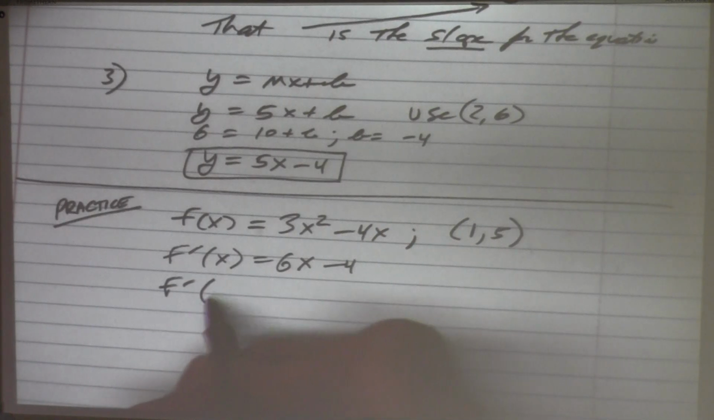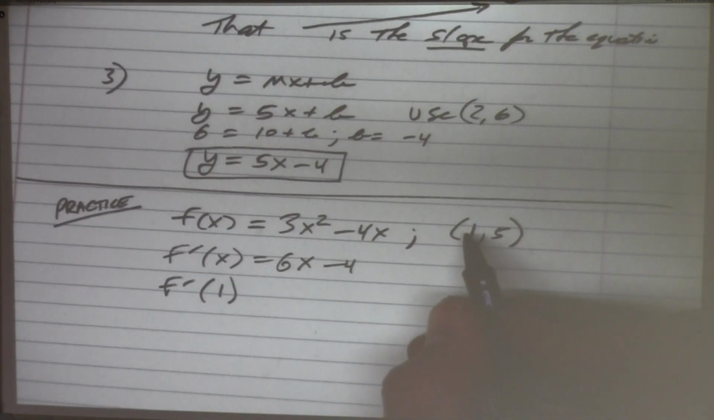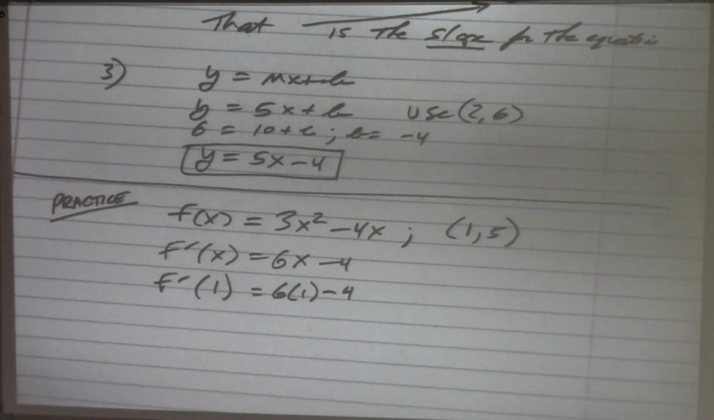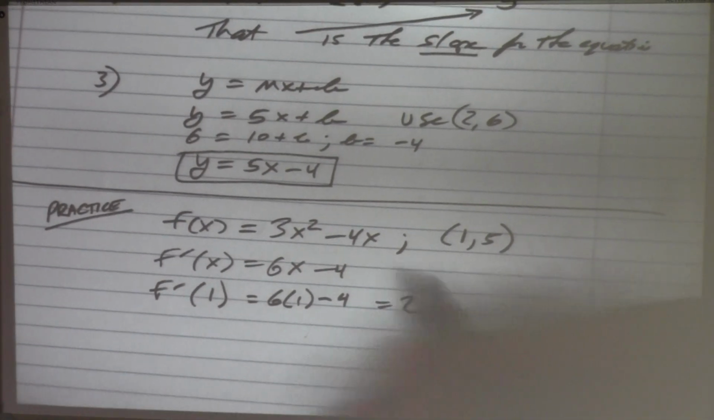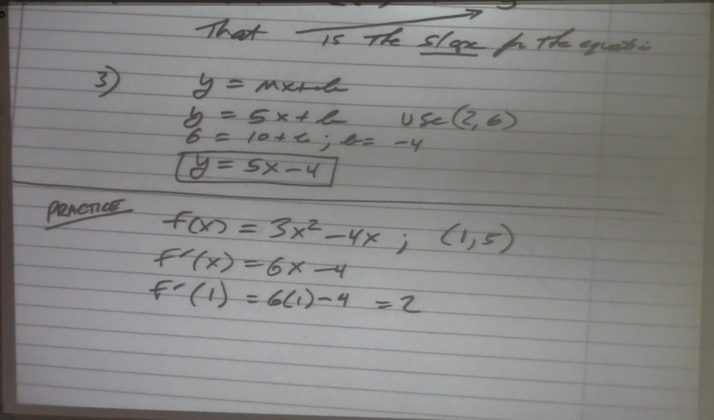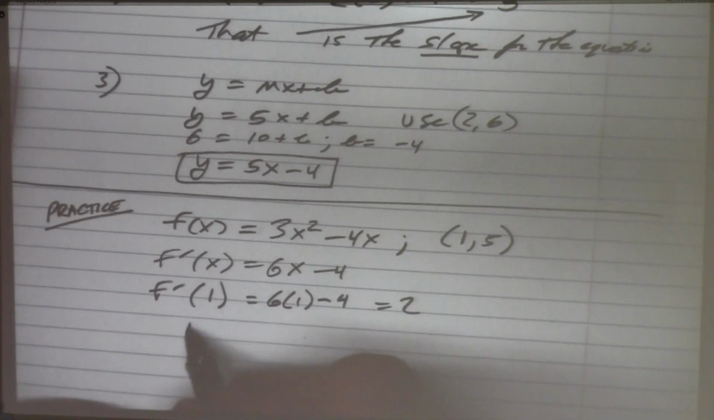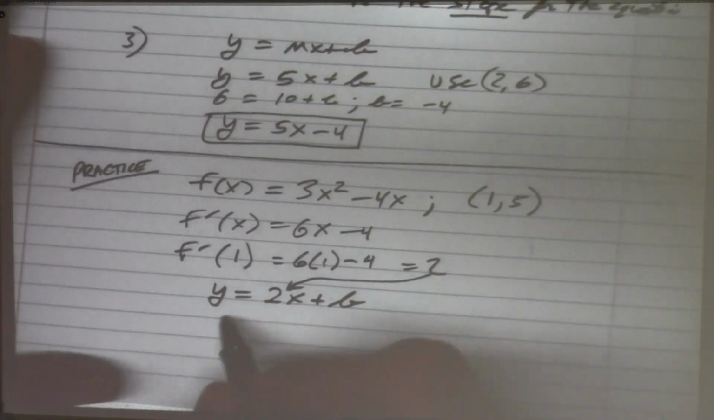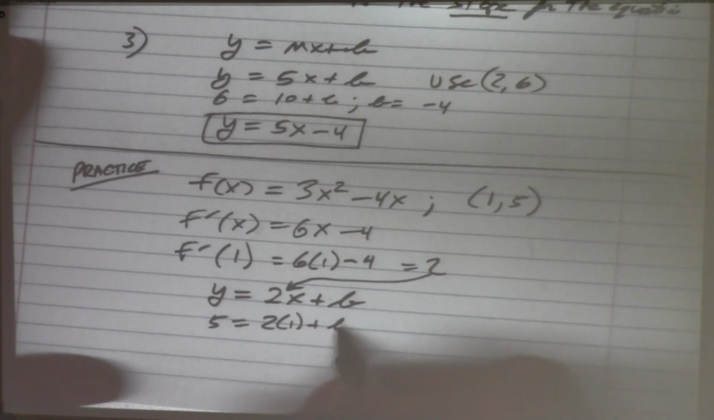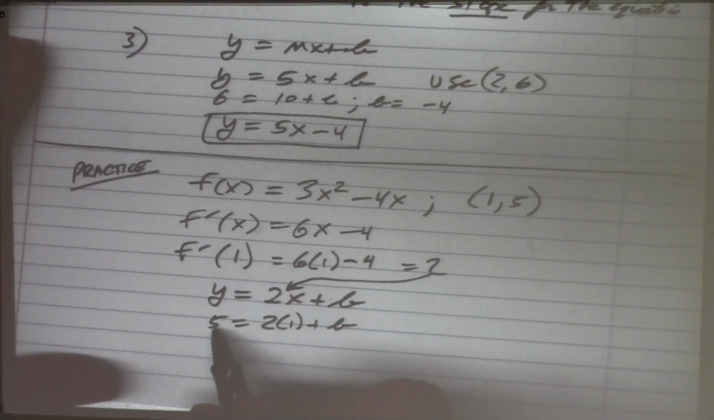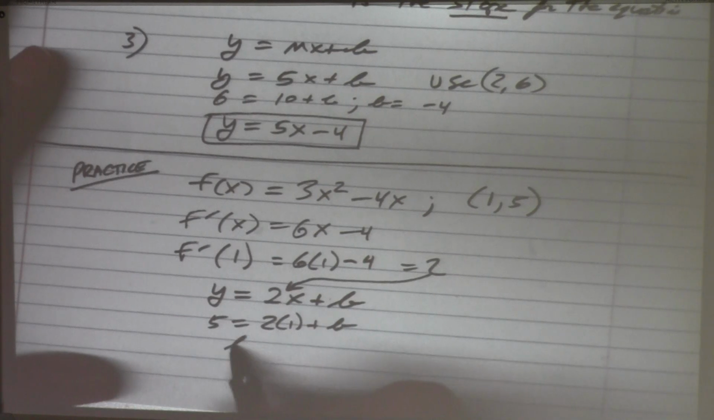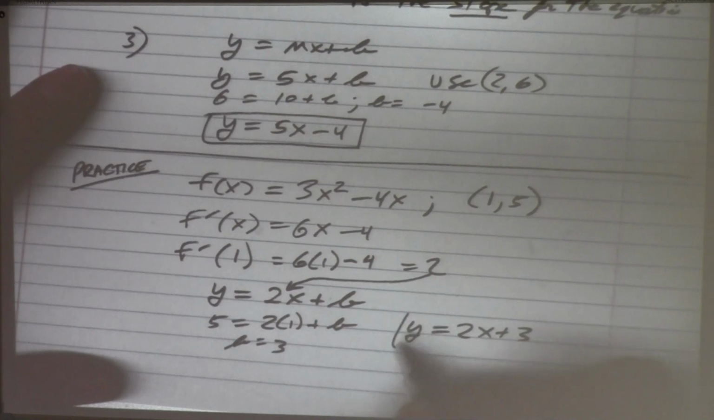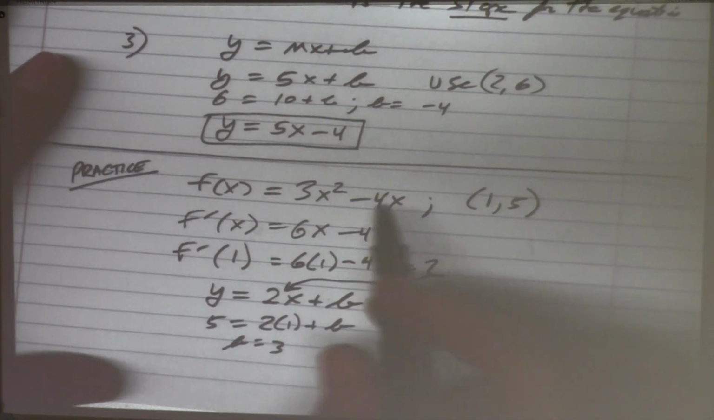Then I'm going to find that derivative for the 1. And that means I'm going to do 6 times 1 minus the 4. And then 6 take away 4 is a 2. So that allows us to have a slope of 2. And I can do y equals 2x plus b. So there's my slope. And I have the point here to put in as 5 equals 2 times 1 plus b. So I'm going to have 2, bring it over as minus 2, so b is equal to 3. So that means we have y equals 2x plus 3, and that is the tangent line to this curve.